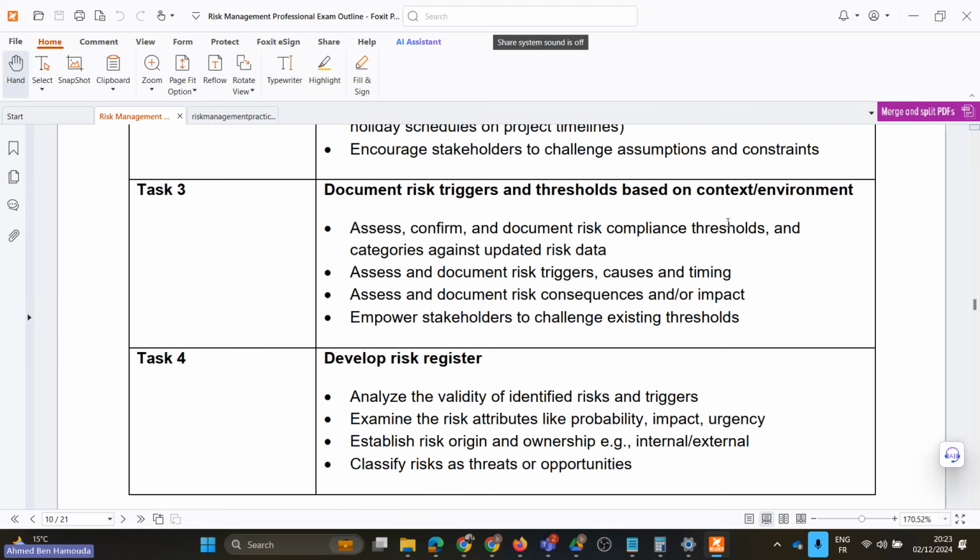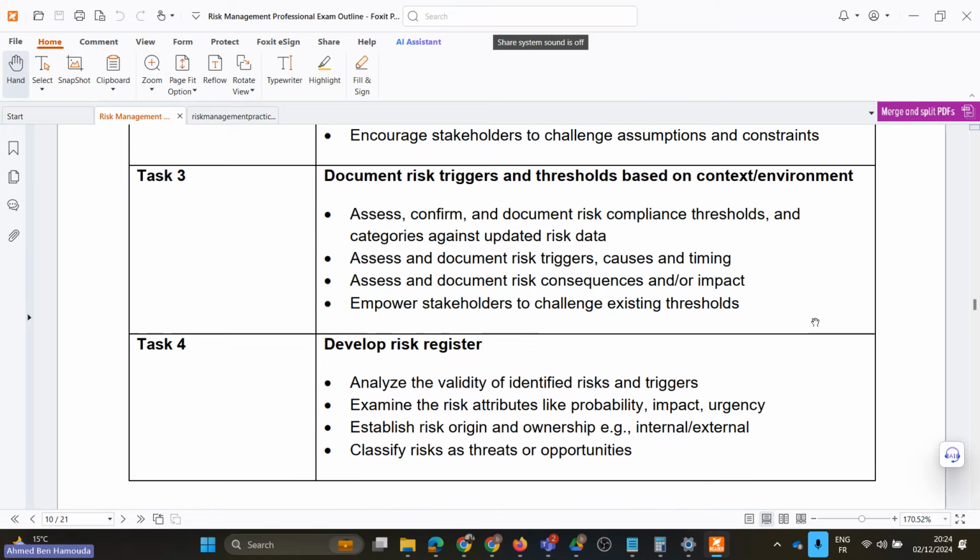Okay. And then, assessing, documenting the risk triggers. We cannot have a risk without a trigger. What are the possible causes? Why did they happen? When did they happen? Okay. Also, what would be the risk consequences, potential impact, and again, empower the stakeholders to challenge the existing thresholds if necessary, whether it's the PMO or senior management, etc.